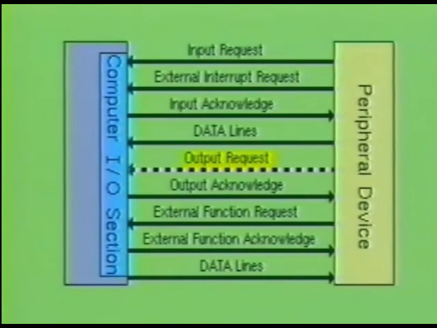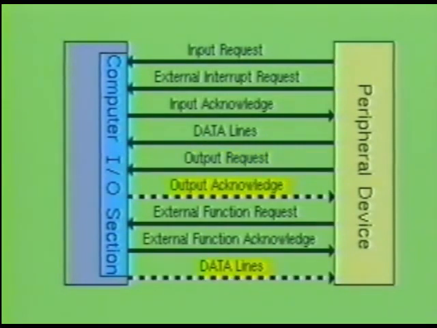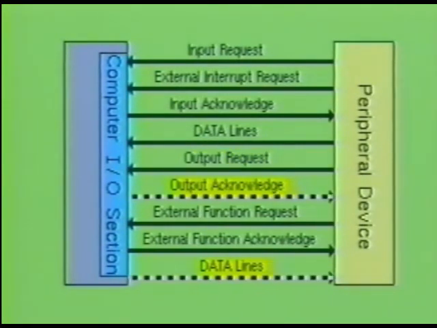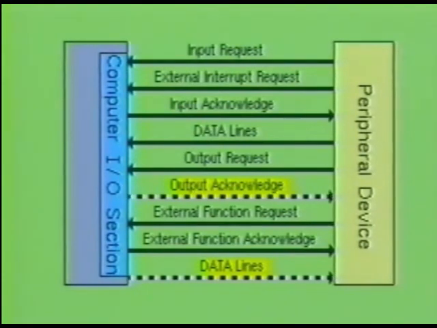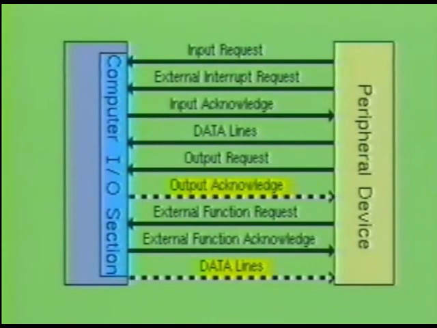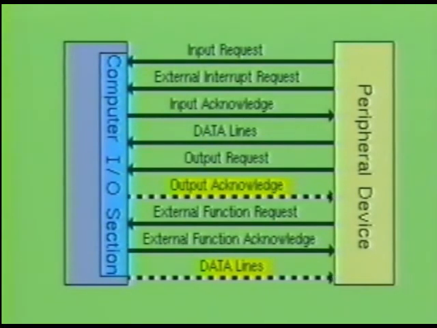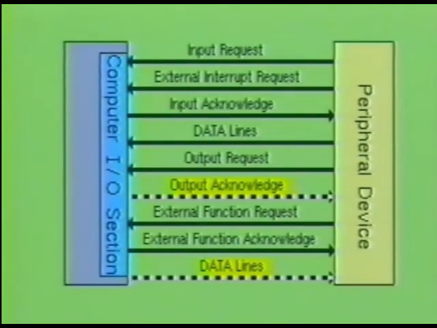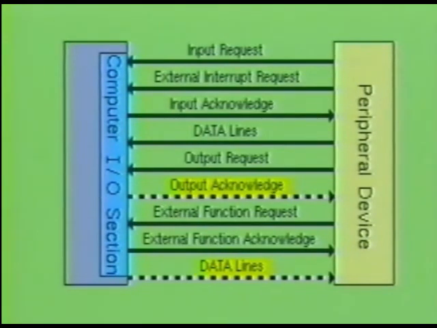After the function code word has been processed by the peripheral device, the device will send a control signal to the computer through the output request line, informing the computer that it is ready to accept the output data word. After the computer reads the request from the peripheral device, it allows the data to transfer into the device. The computer also sends a control signal through the output acknowledge line to inform the device that the output data word is on the data lines.